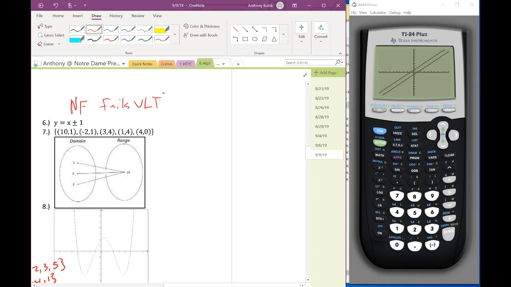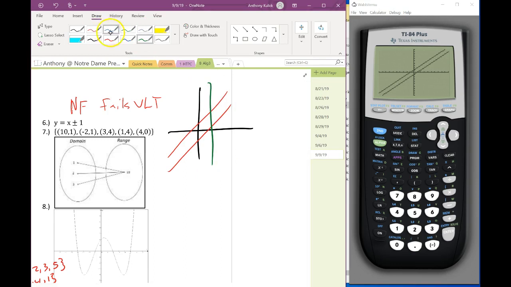But in order to say it fails a VLT, what would you need to show me? Yeah, you'd have to just sketch me a picture of the graph from your calculator where you're showing it failing a vertical line test. Which I think is not too high of a bar, right? That seems reasonable.